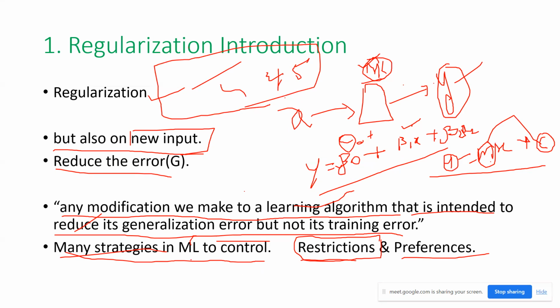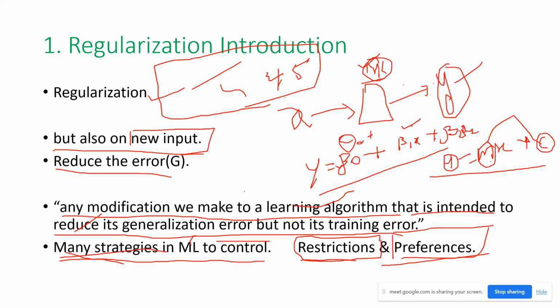So our target is to control these parameters. We need to modify these parameters to control the model. For this modification, we are applying regularization strategies. One of the strategies is restrictions. That means we are imposing some restrictions on theta, modifying the theta value by using some restrictions. And another way of controlling the model is using preferences.